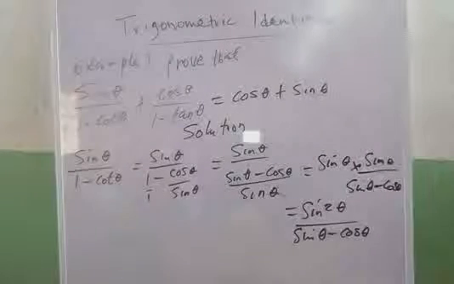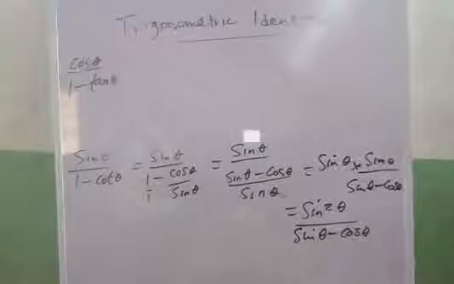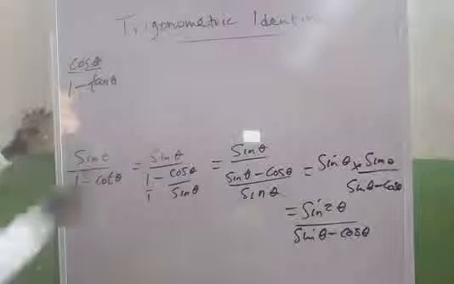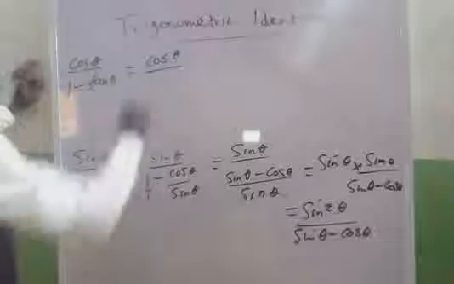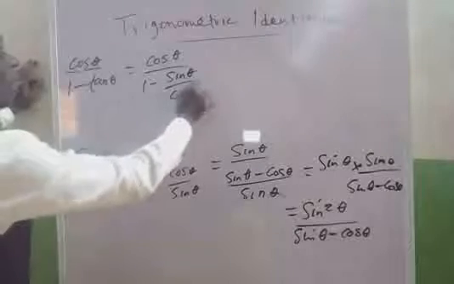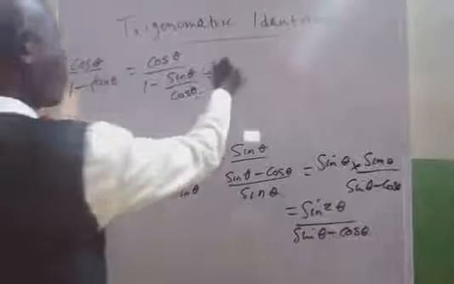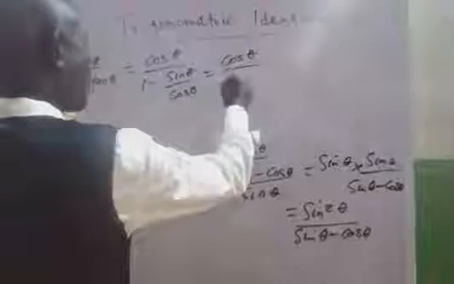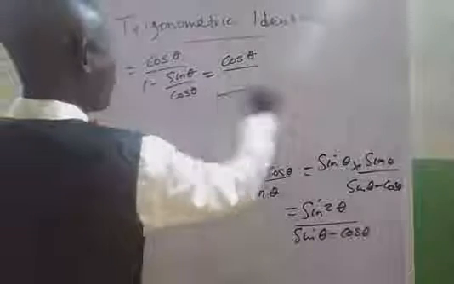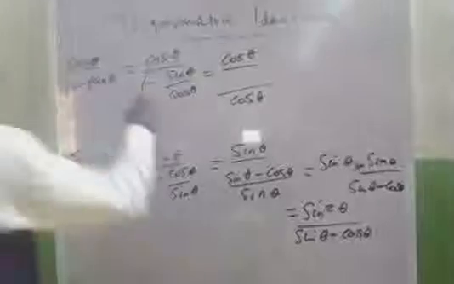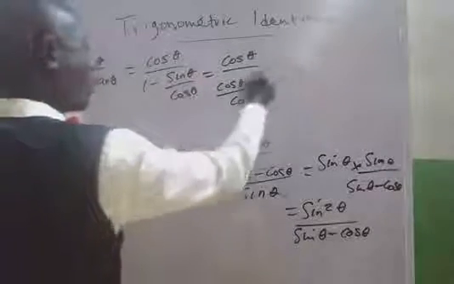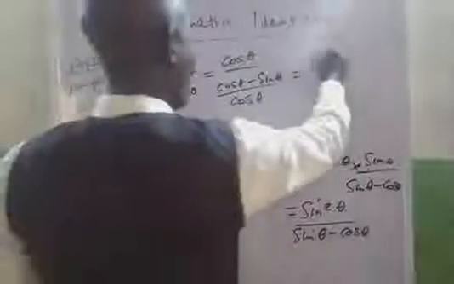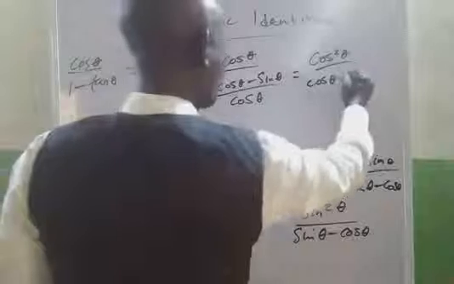I'll solve for the second part so that we can bring the two together. Now the second part is cos theta over 1 minus tan theta. This is cos theta over 1 minus sin theta over cos theta. Find the LCM. The LCM is cos theta. So 1 divided will give you cos theta minus sin theta. And if you invert, like just what we did in this case, you will have cos squared theta over cos theta minus sin theta.